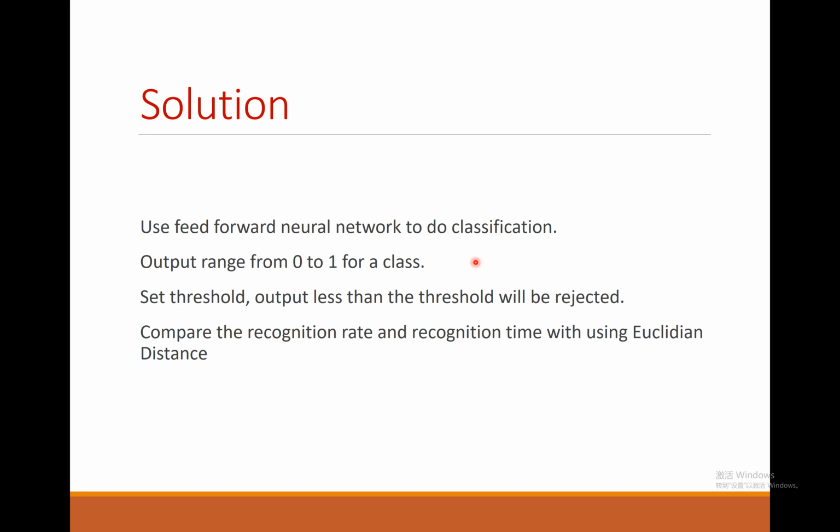So we use a feed-forward neural network to do the classification. After inputting an image into the neural network, it will have an output which ranges from 0 to 1 for a class. If the output is less than a threshold, it will be seen as not belonging to any existing class, so it will be defined as a new person image.